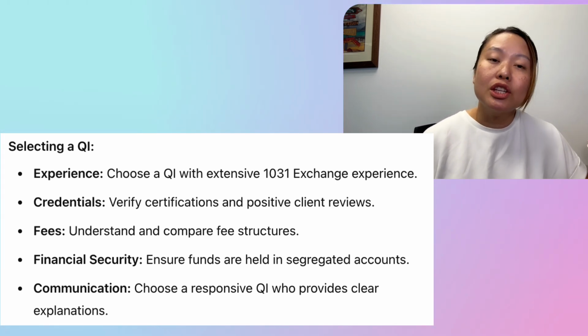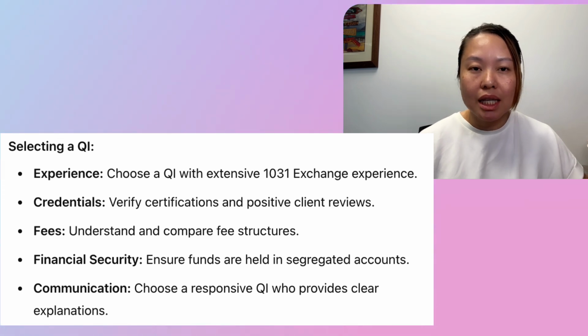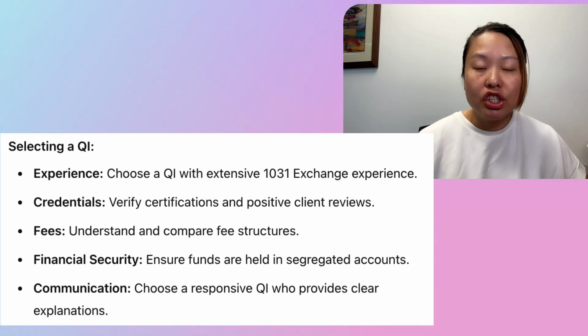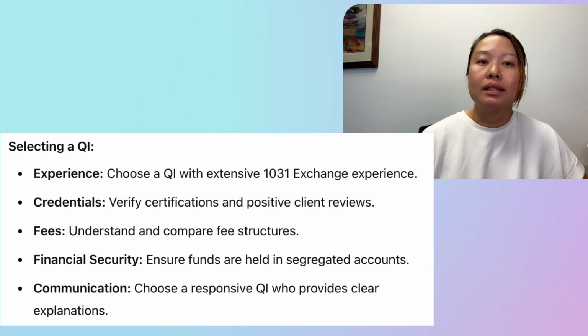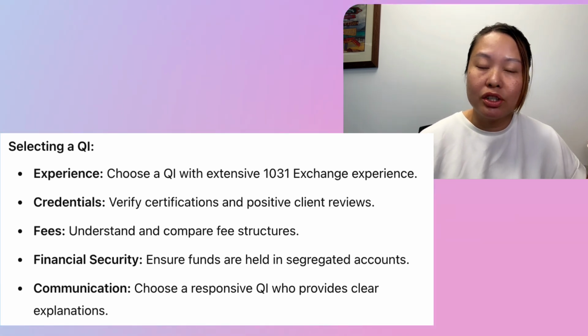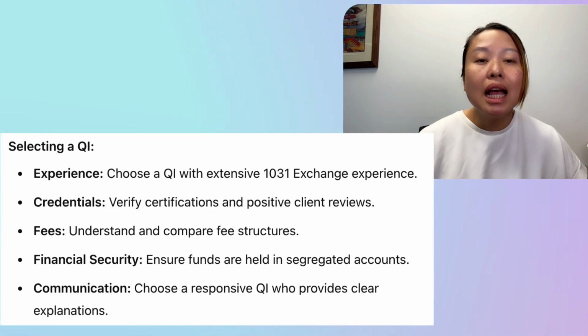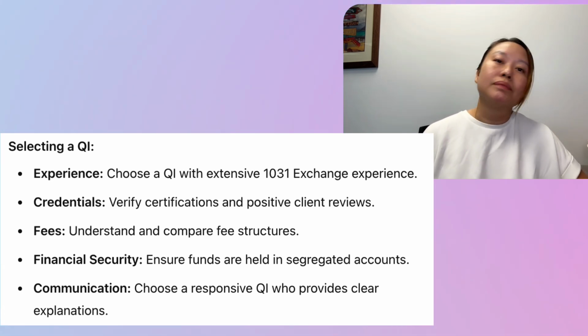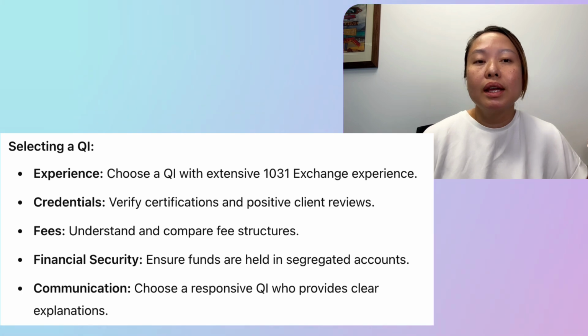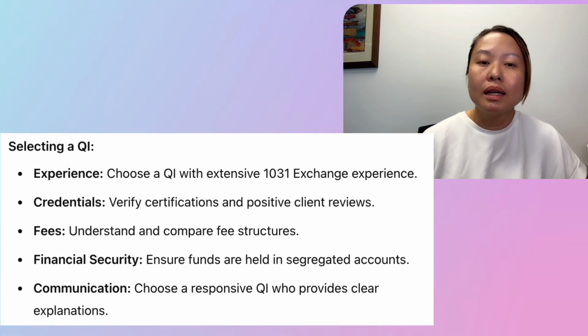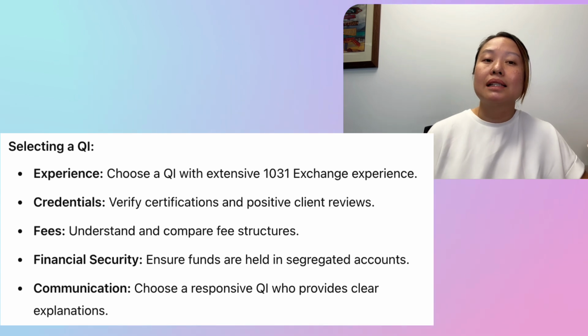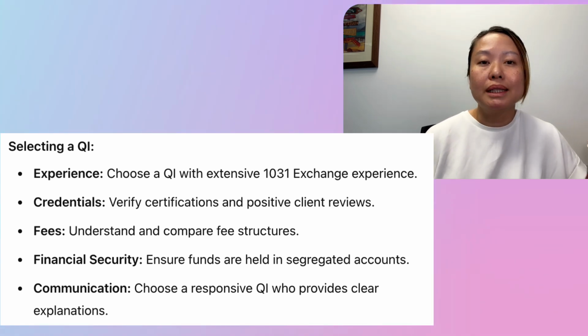The third thing is to check credentials and reputation. Verify the QI's credentials and reputation. Look for certifications, membership in professional organizations such as the Federation of Exchange Accommodators, and positive client testimonials. The fourth thing, you want to look at a QI who is a member of the Federation of Exchange Accommodators and has excellent reviews from previous clients; that is likely to be trustworthy and competent.